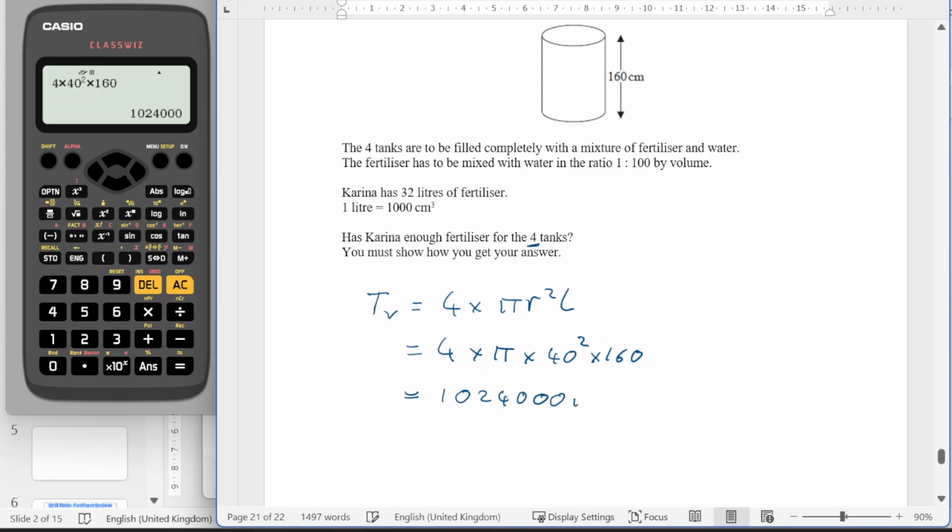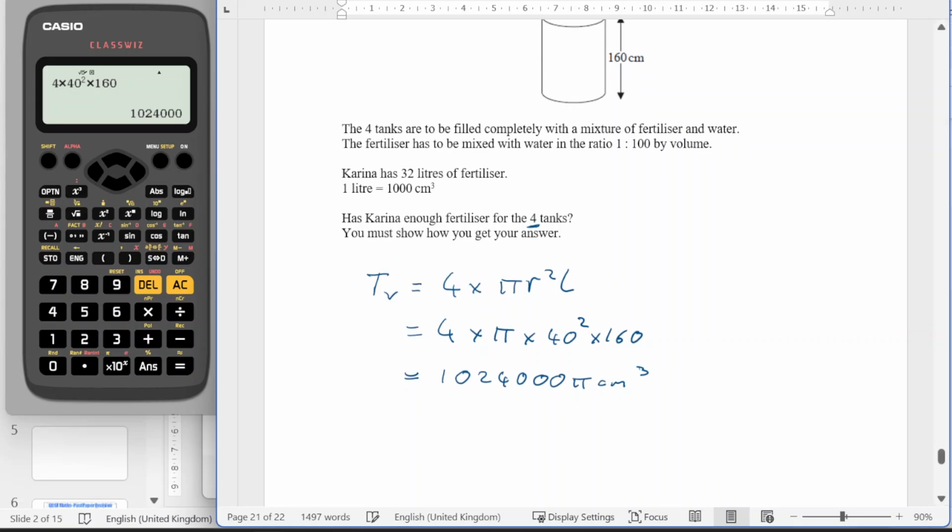I've got 1024000 pi as my total volume, and that is going to be in centimeters cubed. I'm going to convert that into liters, by knocking 3 zeros off. So we've got 1024 pi liters by volume. We're splitting it in the ratio of water to fertilizer, no, other way around, fertilizer to water, in the ratio of 1 to 100.